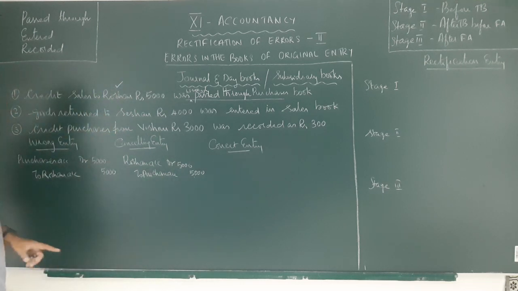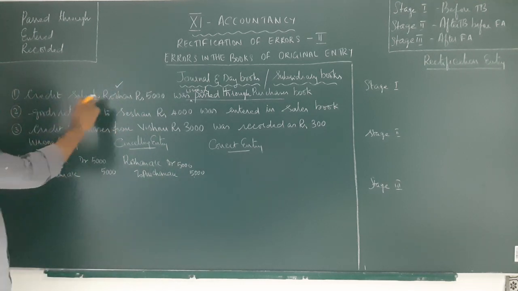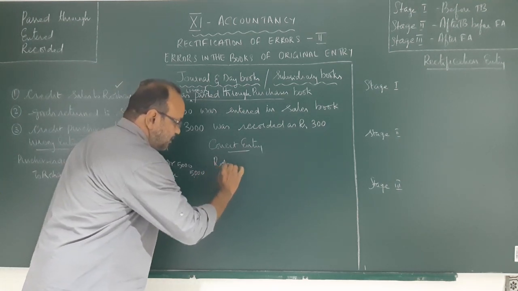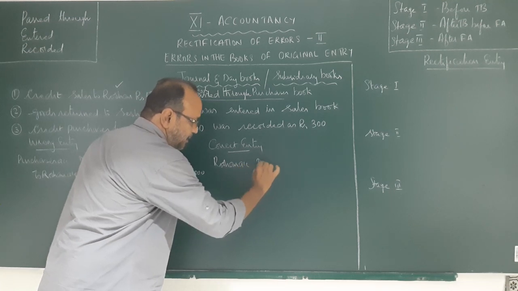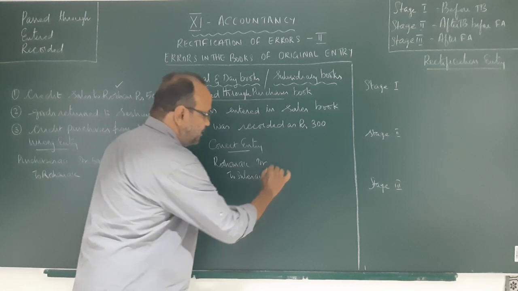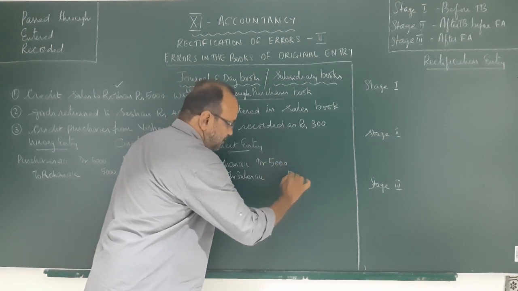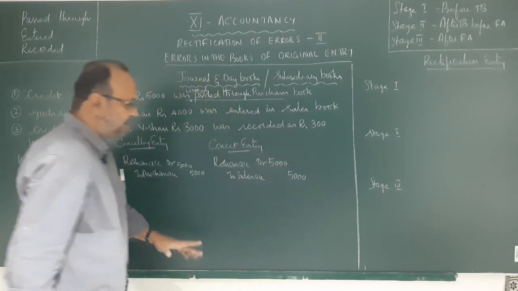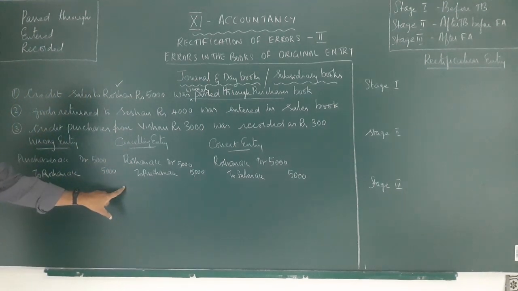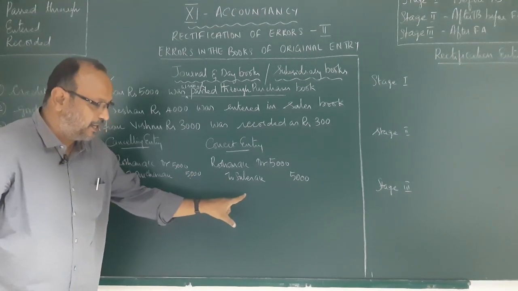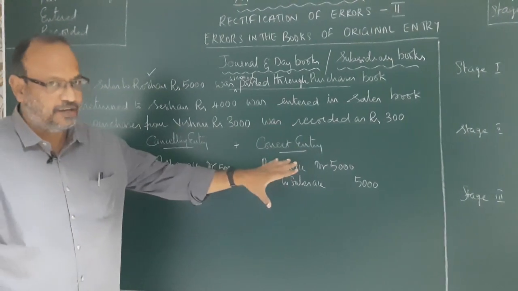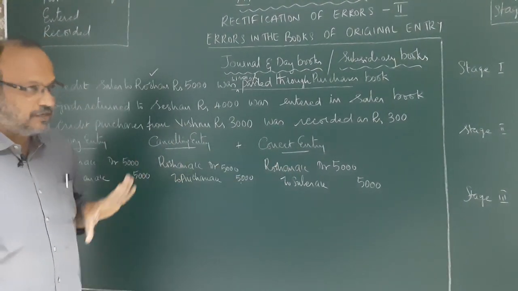What is the correct journal entry? What is the correct transaction? Credit sales to Roshan rupees 5,000. Journal entry is Roshan account debit to sales account 5,000. What we have done here, first we have written the wrong entry, we have cancelled the error, and now we have written the correct journal entry. Now, when you combine the cancelling entry and the correct entry, we get the rectification journal entry.